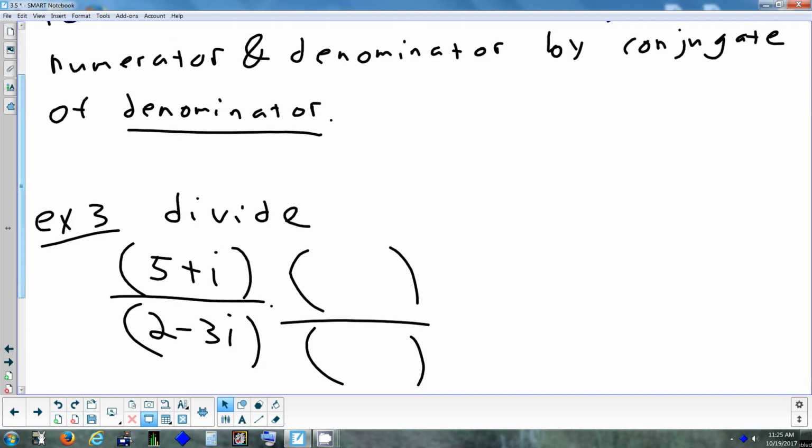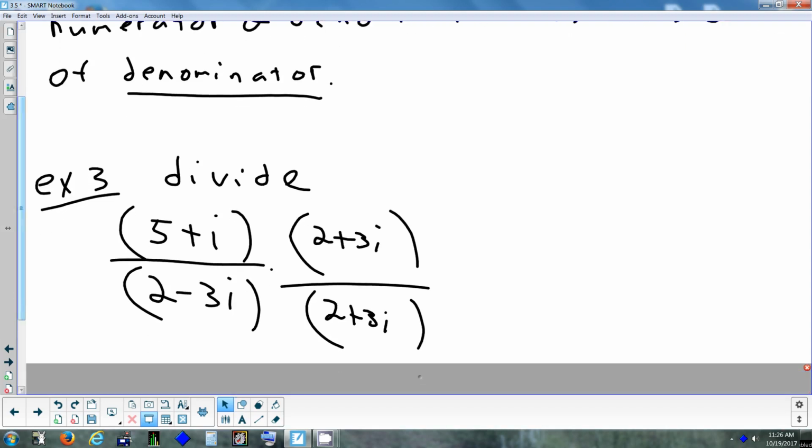So Ian, can you tell me what the conjugate is of what is in the bottom? 2 plus 3i. Perfect, 2 plus 3i. So I'm going to multiply the bottom and the top by 2 plus 3i. So what this really turns into is just multiplication. But you got to do it twice, on the top and the bottom. I'm going to do the bottom first, and I want you to watch what happens. Those bottom terms are almost the same except for the sign. So something kind of nice is going to happen.